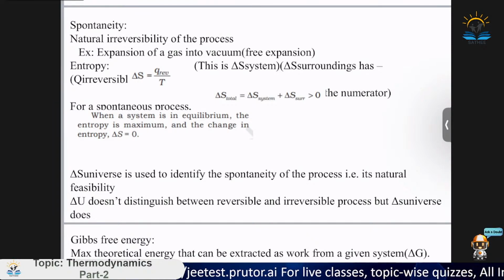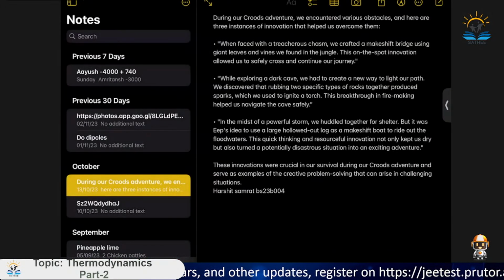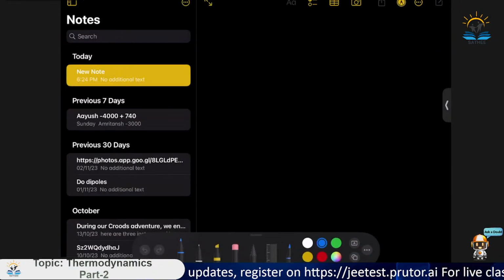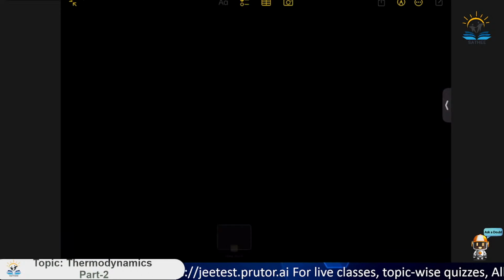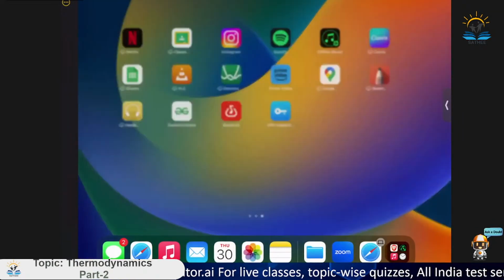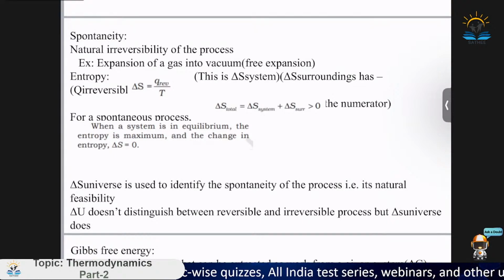For a spontaneous process, delta S total is equal to delta S system plus delta S surroundings, and that's greater than 0. Not equal to 0, not less than 0. That's greater than 0 always. That's the application of delta S. All natural processes are spontaneous. So for every process that happens in nature, the entropy of the universe increases.